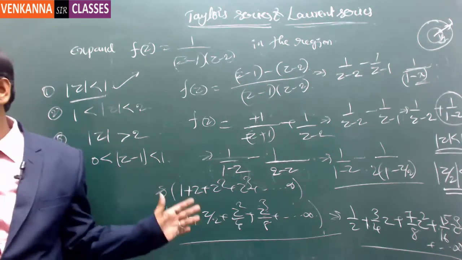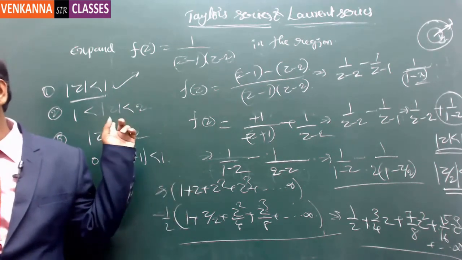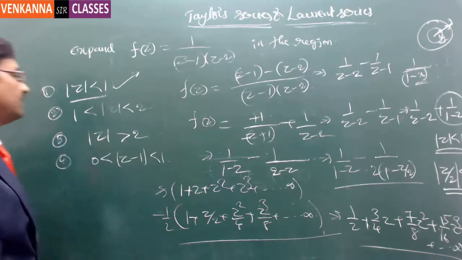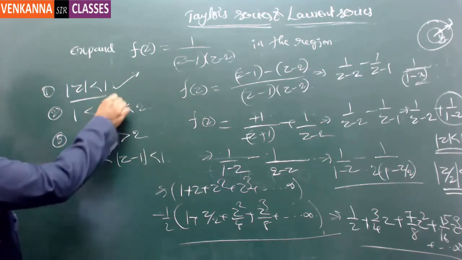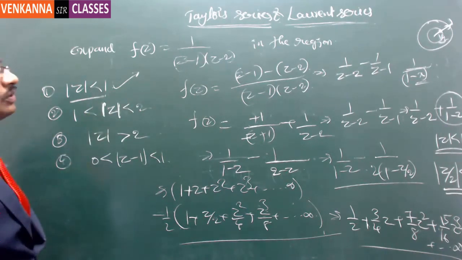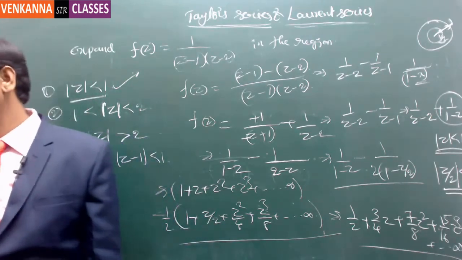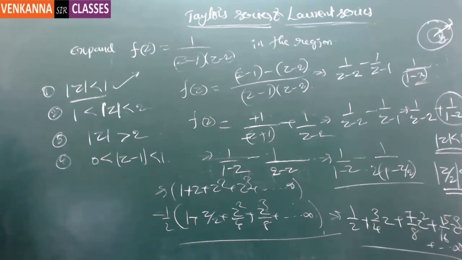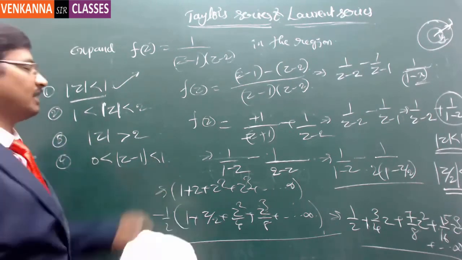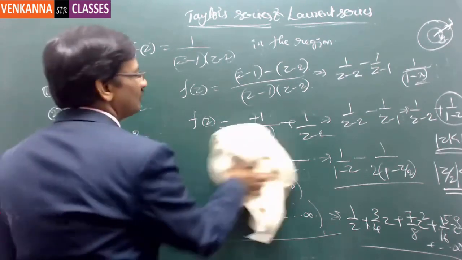Exactly in the similar manner, you try to solve the second one. If 1 less than mod z less than 2, exactly in the similar manner, try to expand the same function. Let us see what you are going to get.